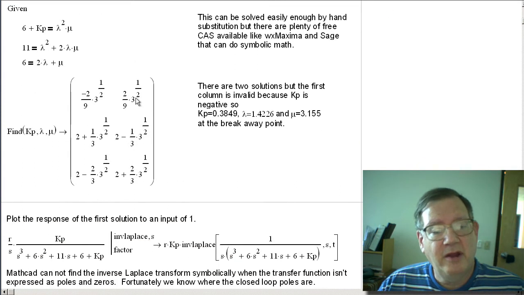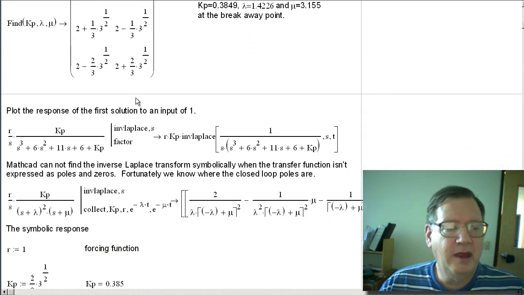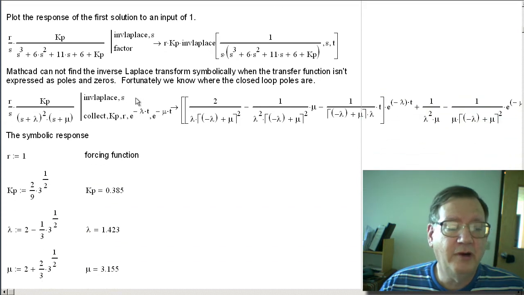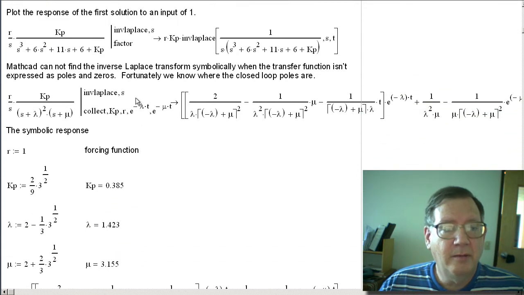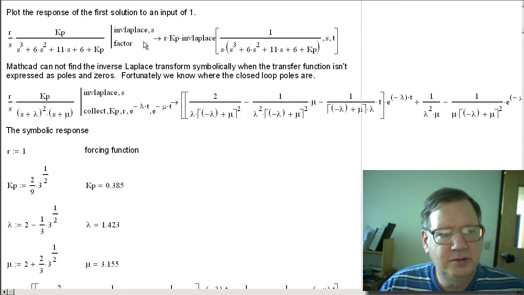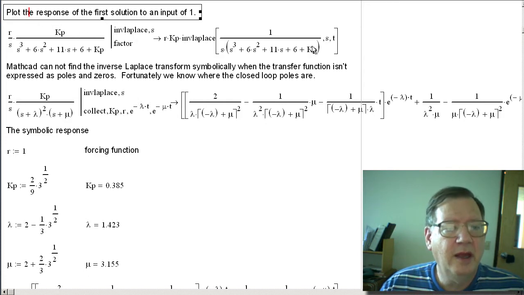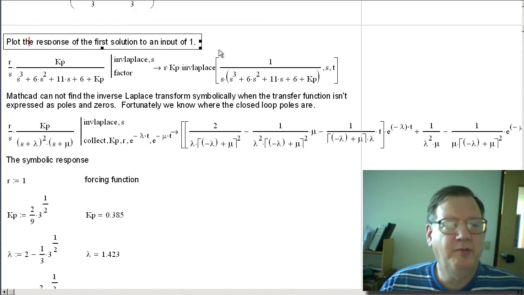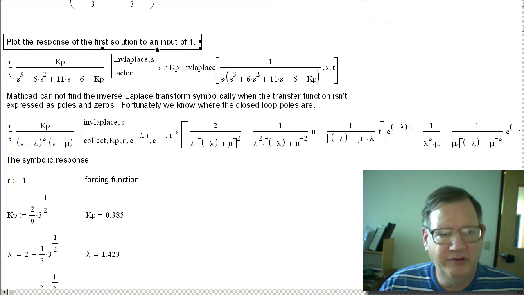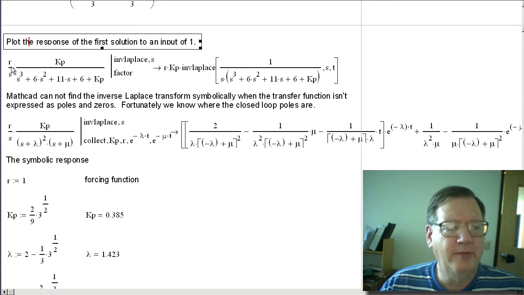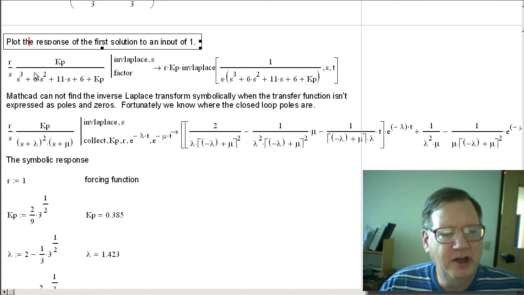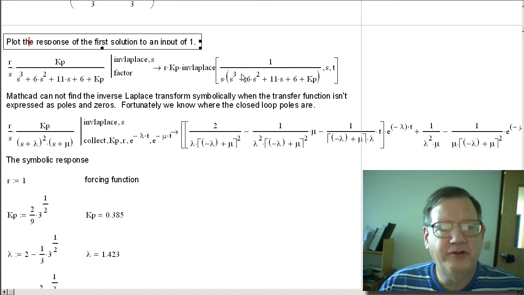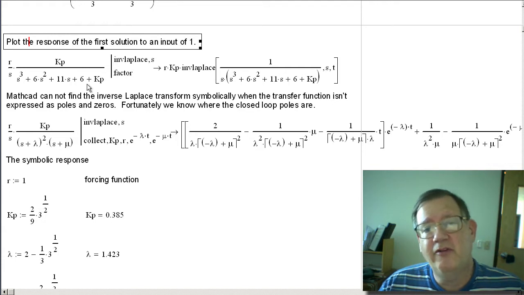In the YouTube video that I saw, there was also an example where, okay, so now what we're going to do is plot the solution, and I have a reference point, which is going to be at 1, and then this is the closed loop transfer function, and you can see that MathCAD cannot do the inverse Laplace transform because the characteristic equation is not in terms of poles.